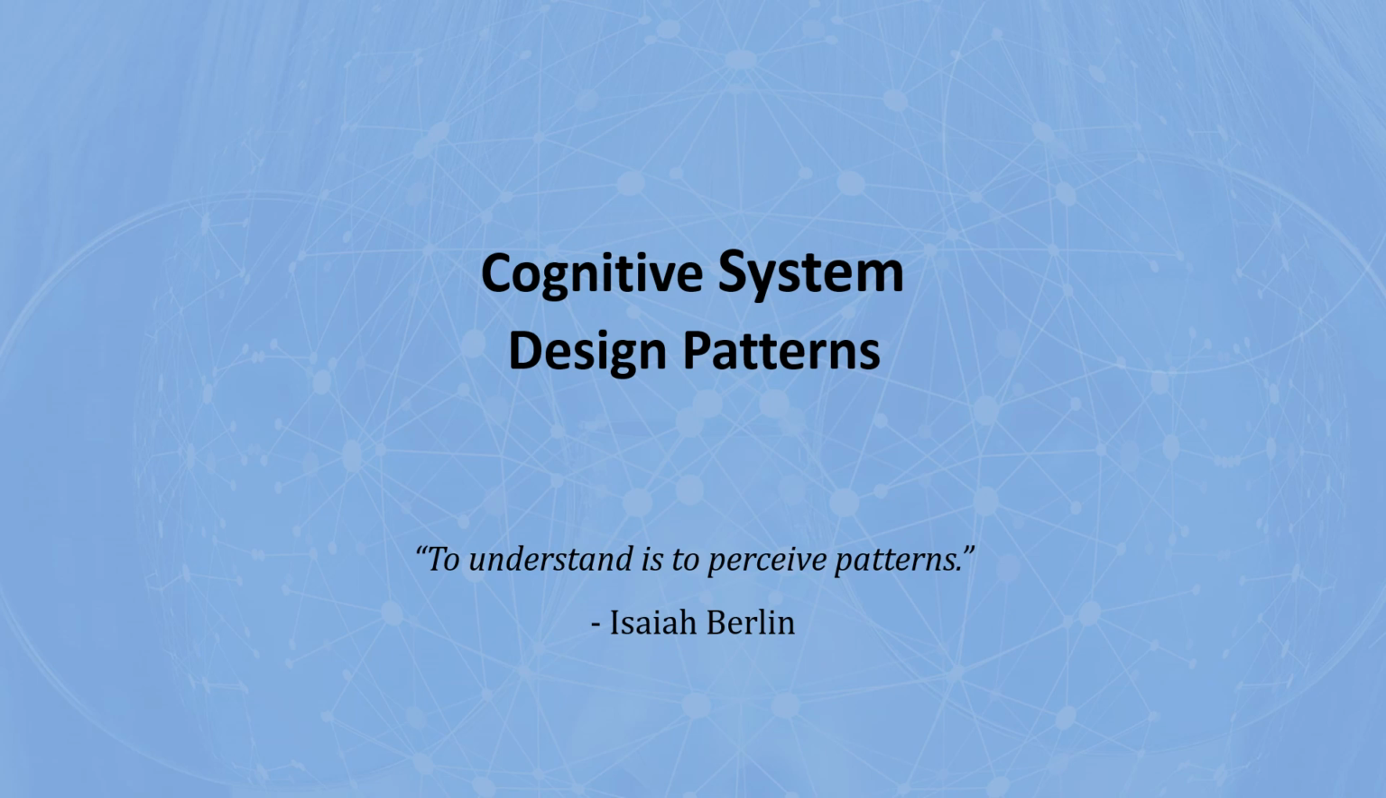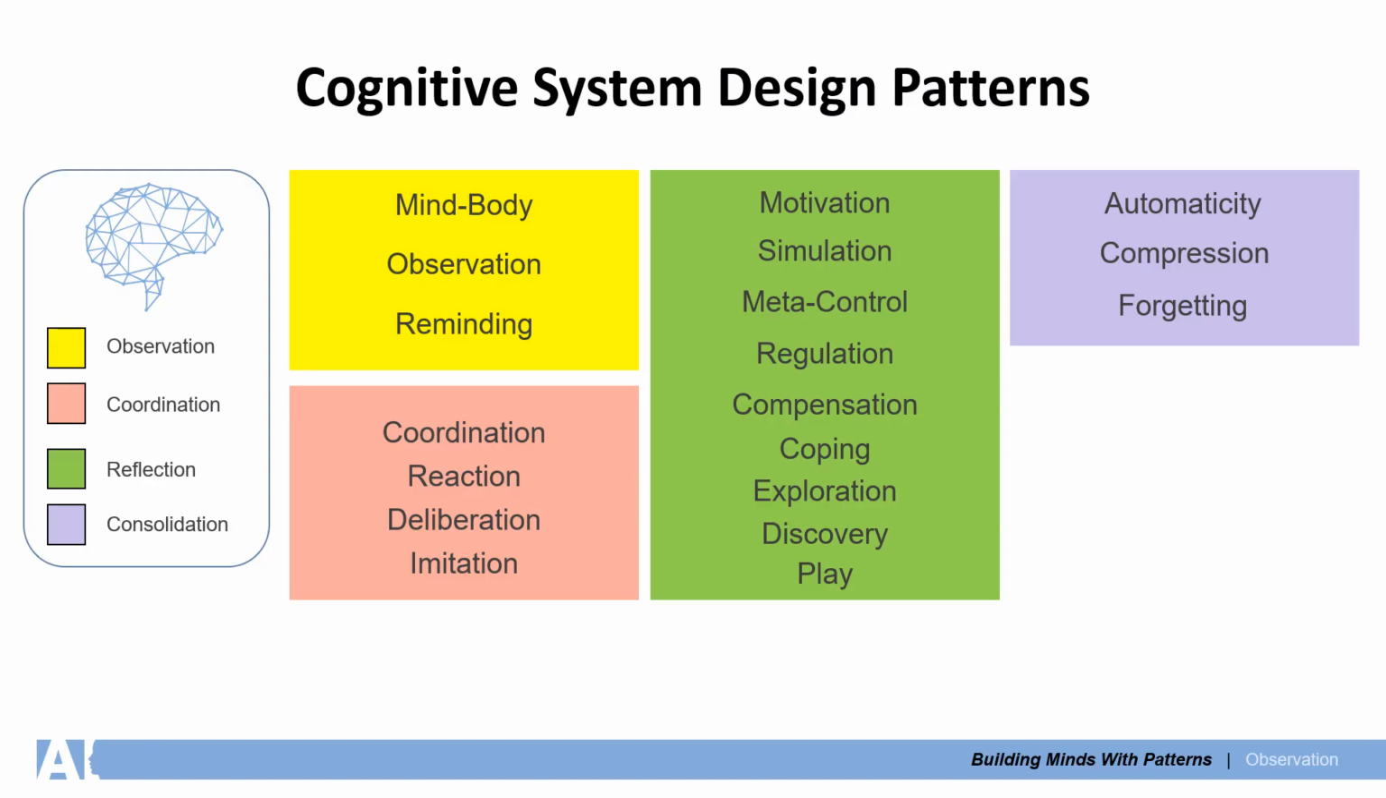What are cognitive system design patterns? Isaiah Berlin once said, "To understand is to perceive patterns." In building an artificial mind, it's helpful to start somewhere and preferably not from scratch. There are a number of cognitive system design patterns which can be used to implement the required mind functionality. Mapping requirements to design patterns can assist in defining the overall mind architecture. Some design patterns are depicted below. Today's focus will be the observation pattern.